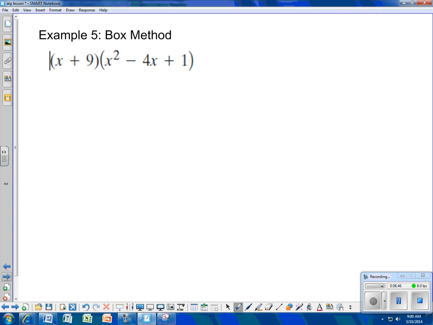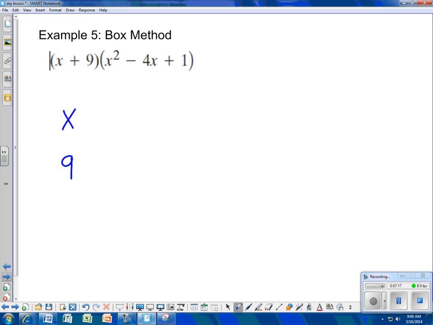All right, example 5. The last example is the box method. Now, we already kind of talked about how to use the box method. What you're going to do for the box method is take the 2 parts in the first parentheses. There's always at least 1, sometimes 2 or 3 parts in each parentheses. The 2 parts in the first parentheses are the x and the 9.